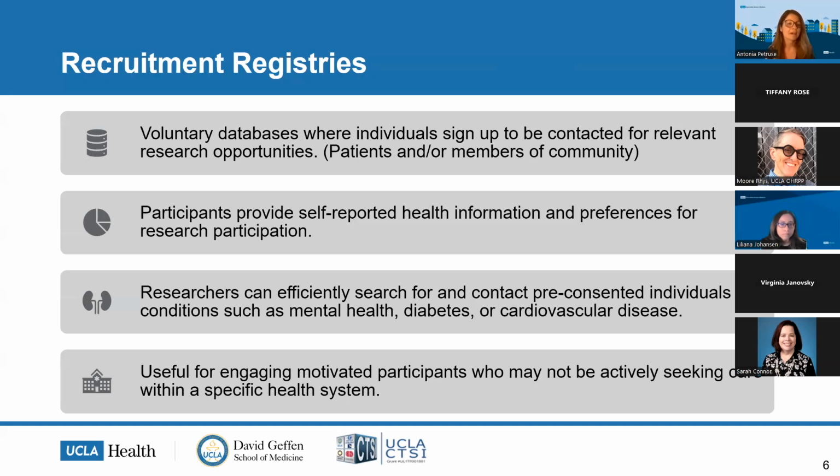Do they want to hear about study opportunities specific to that registry or broader research opportunities? With these registries, researchers can efficiently search for and contact pre-consented individuals for conditions such as mental health, diabetes, and other types of diseases that those registries have been constructed around. It is a useful approach to engage very motivated participants who may not be active patients at UCLA, but could be great for meeting your cohort targets for your studies.